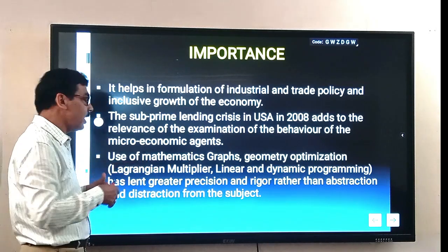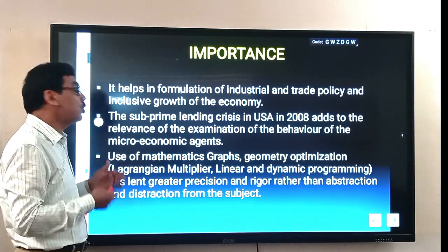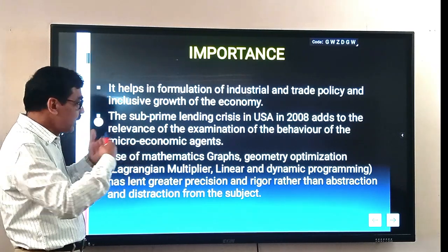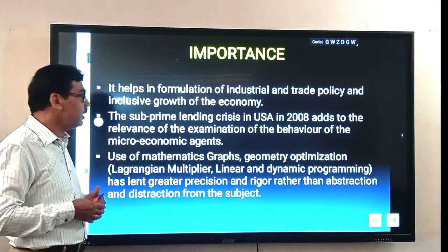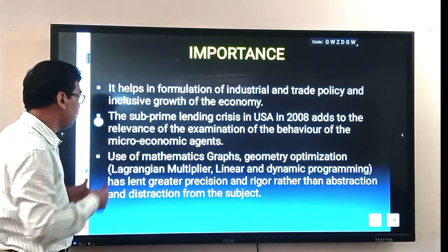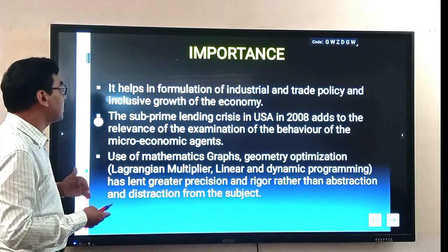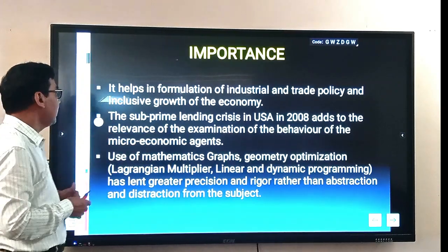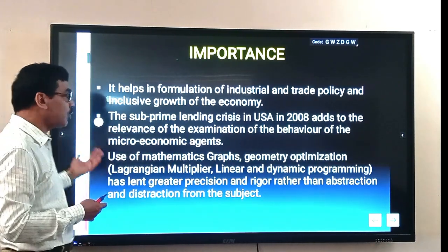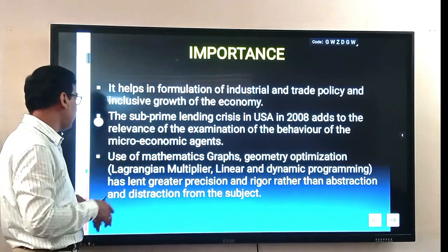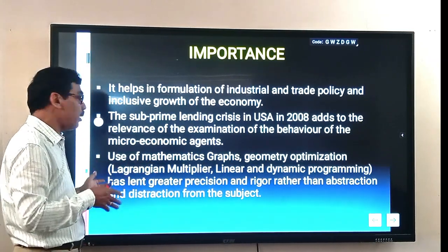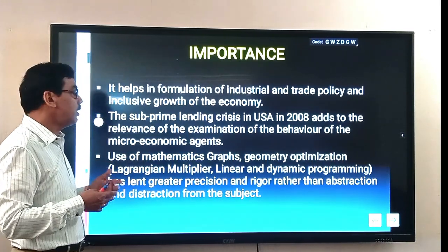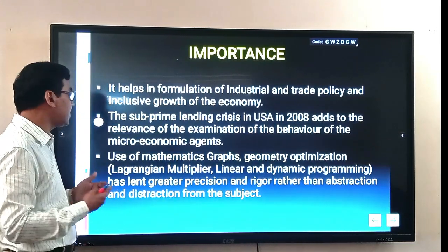Because of that problem, economists reoriented their views towards microeconomics, because the agents engaged in subprime lending were unable to deliver justice to the people. Therefore, the importance of microeconomics increased, and it could help to solve the problem. Then, with this, there is the use of mathematics, graphs, geometry, optimization. In optimization, we have the Lagrangian multiplier, linear and dynamic programming, which has led to greater precision and rigor rather than abstraction and distraction from the subject.